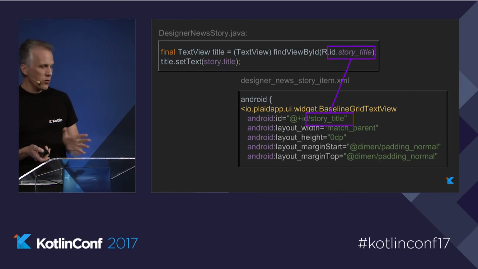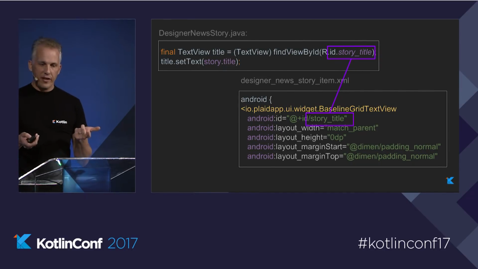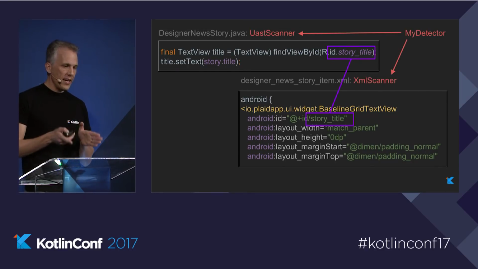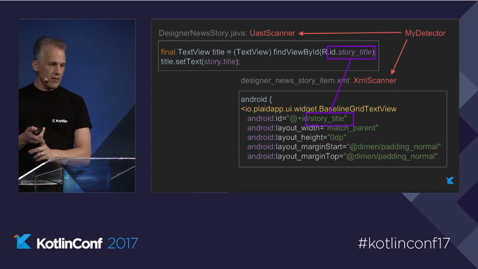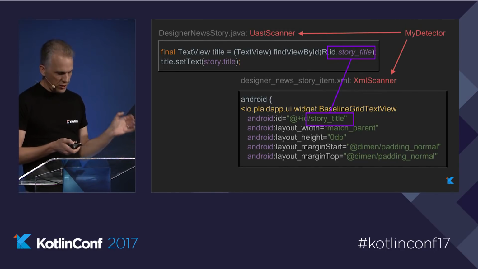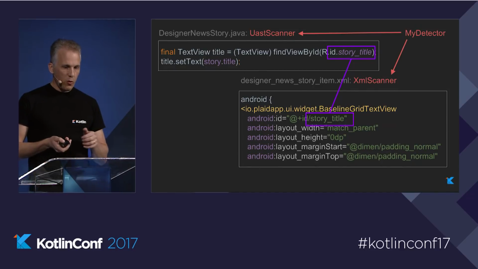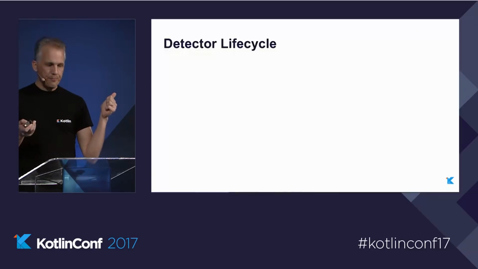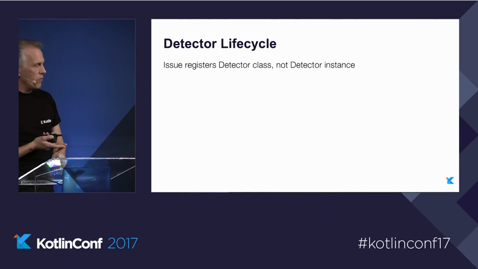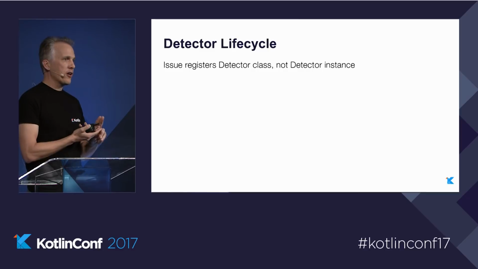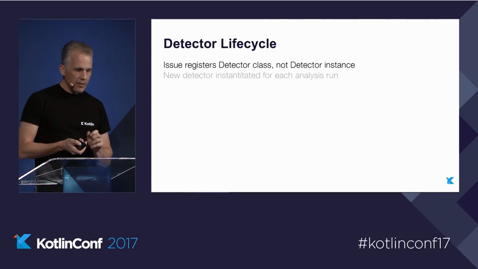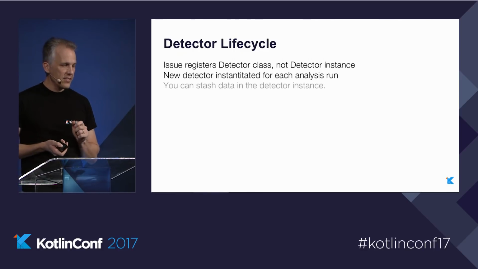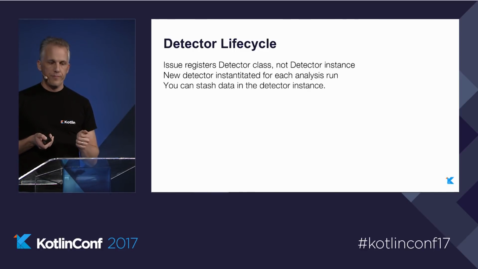So remember how I said that in Android, you typically have to look across multiple file types to find issues? So let's go back to that scenario. What we can do with our detector now is implement both the XML scanner and the UAST scanner, which is the way we analyze Java and Kotlin. So we would basically look at both files and cross-reference them. But how do we store that data? Well, when we register a detector, we register the class, not an instance. So Lint basically guarantees that it'll instantiate a new version of your detector each time it runs. And that means that you can stash all your data on the detector instance.